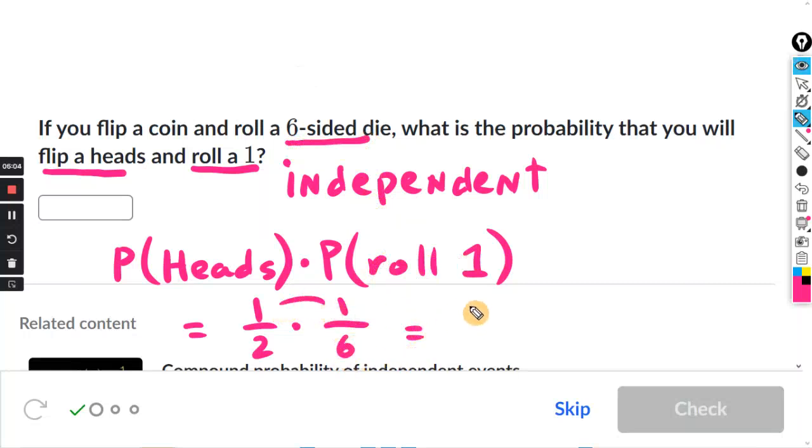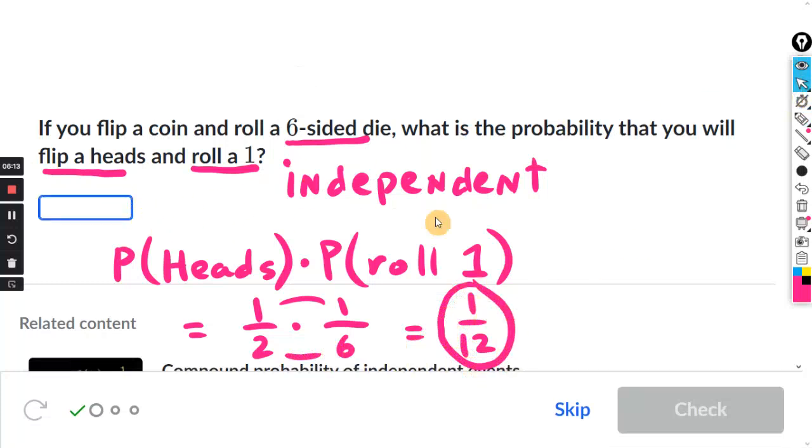Multiply fractions. 1 times 1 is 1. 2 times 6 is 12. Final answer. In the box, you just write 1/12. Don't turn it into a decimal, just leave it.